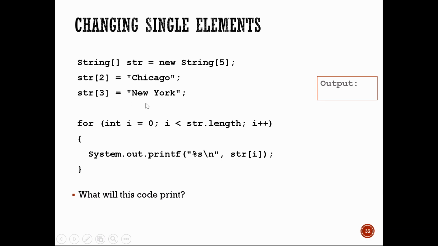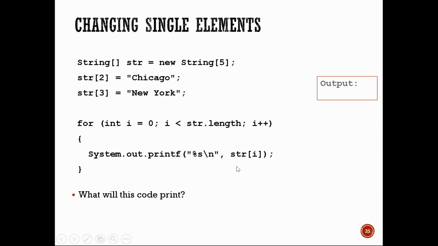And we are going to display the values. So it means that from 0 to 4, at location 0 it doesn't have a value, so it will just be an empty string. Location 1 will be an empty string again, and str location 2 will be Chicago, and str location 3 will be New York.